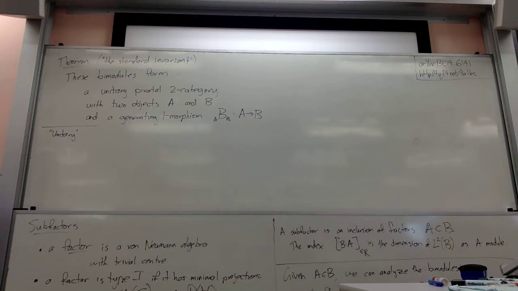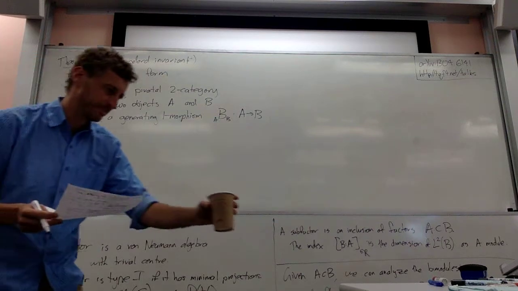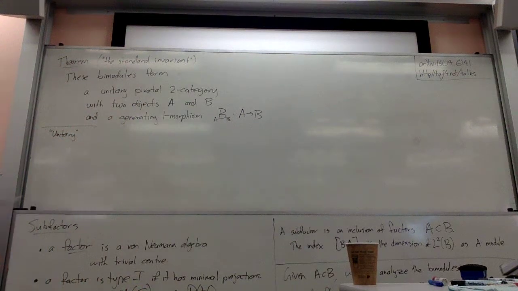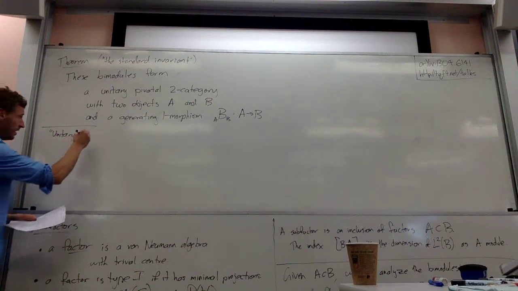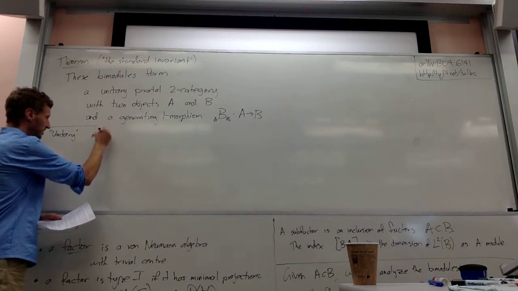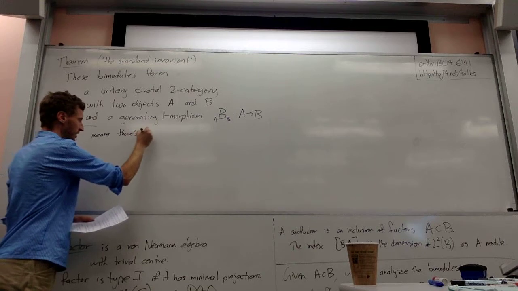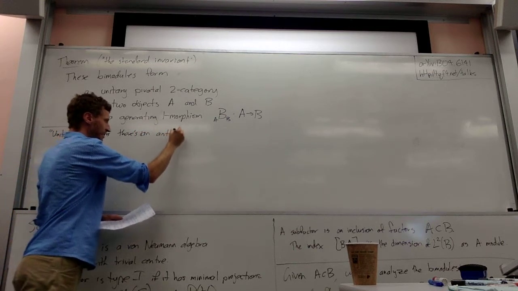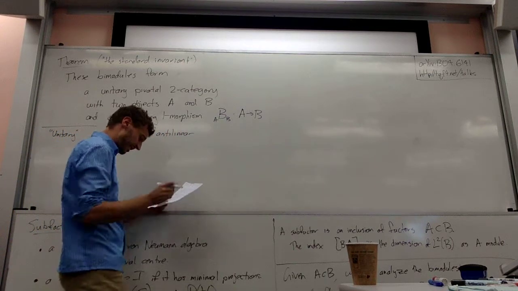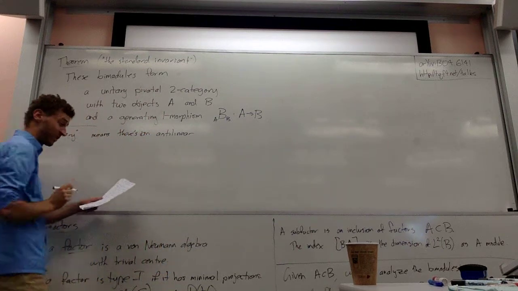Yeah, but it's no worse than strictifying tensor products of vector spaces or something. Okay, so what is unitary? Well, unitary means there's an anti-linear map. So suddenly, without warning you, I'm working over the complex numbers.